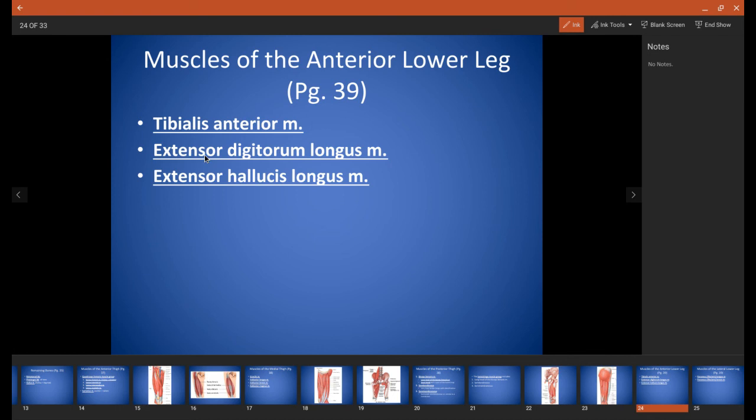We're also going to have two extensor muscles, extensor digitorum longus, which will go to the digits, or all the toes, and then extensor hallucis longus, which goes to the big toe.